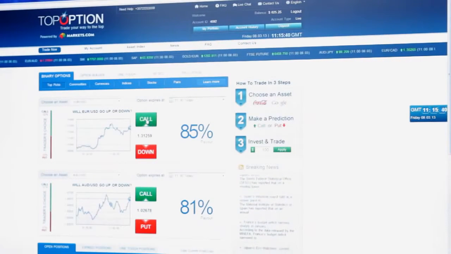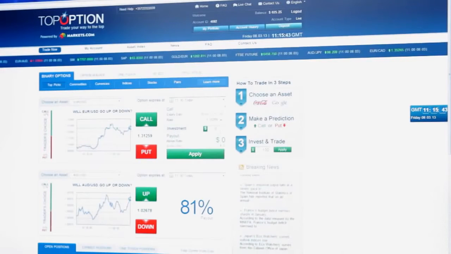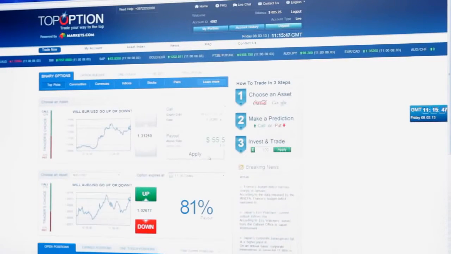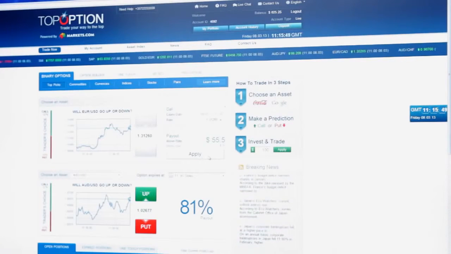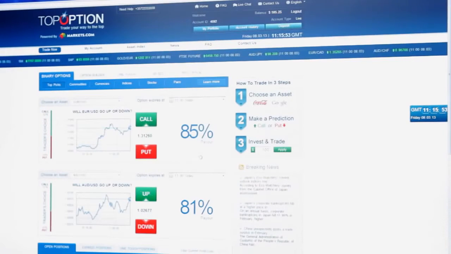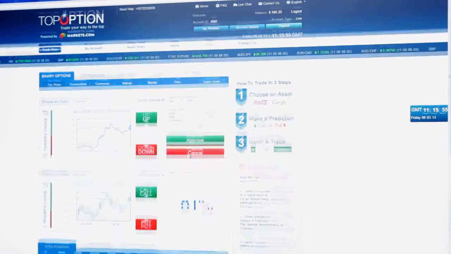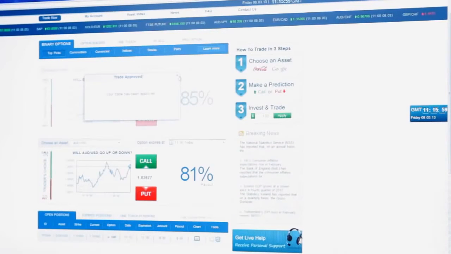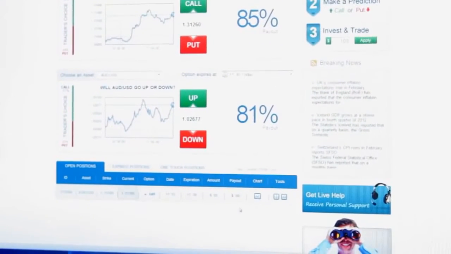So let's take an up position, a call position from here. We're going to start back over at 30 because we're starting our cycle over again. We're going to approve it. And here it is down here.